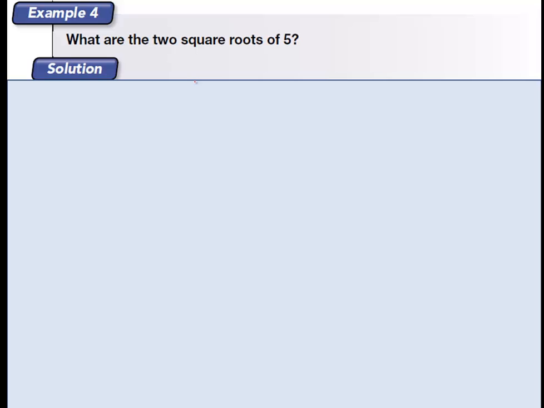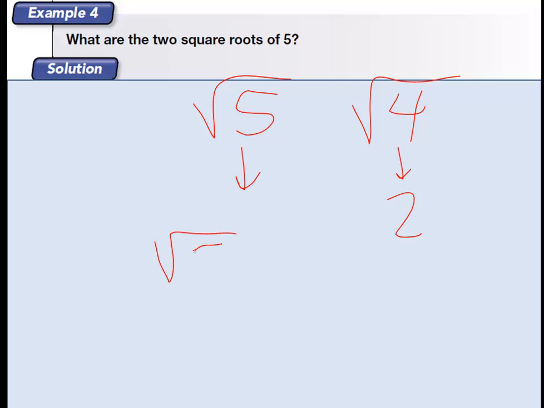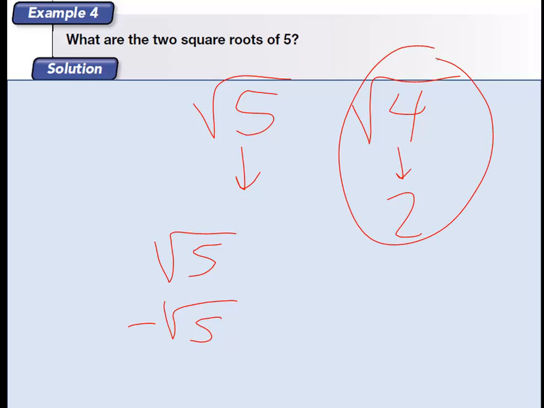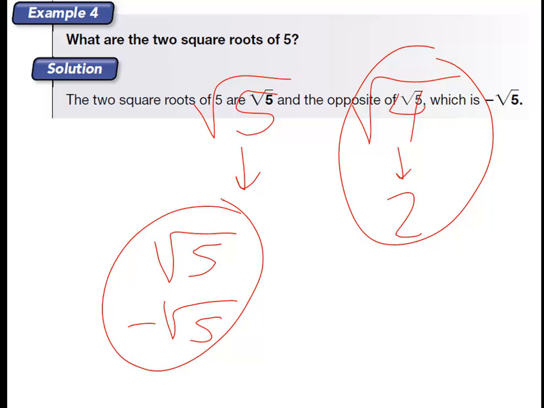So what are the square roots of 5? Well, if you remember right, 5 is not a perfect square. We know that the square root of 4 equals 2, but 5 is not a perfect square. So in this case, I told you we leave it as the square root of 5. But there's two answers to that. You also have to have the negative square root of 5. So when you see what are the two square roots of 5, and it's not a perfect square, then you're going to have to do it like this. All right. So the two square roots of 5 are the square root of 5 and the opposite of the square root of 5, which is the negative square root of 5.